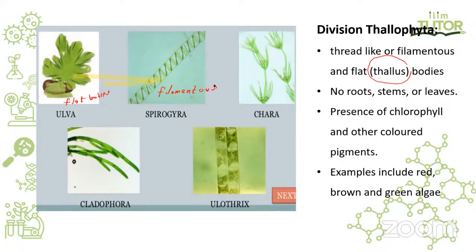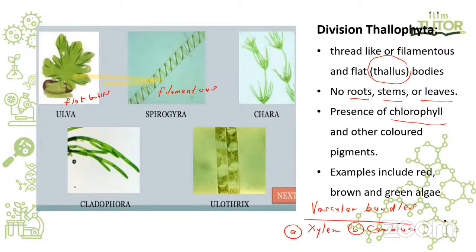Those are the kind of organisms or plants that we find in the division Thallophyta. Of course, because they are plants, all of them have chlorophyll. But also, because they are not advanced plants, they don't have roots, stems, or leaves. Also, because they are not advanced plants, they lack what we call vascular bundles. And what do we mean by vascular bundles? Vascular bundles, we talk about the xylem, the cambium, and the phloem.